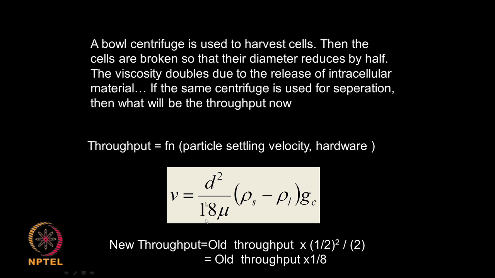So, new throughput will be old throughput multiplied by 1 by 8, because your velocity has come down by 1 by 8. So, it is very useful. If I am using the same centrifuge for larger particles and then for smaller particles, I need to realize that because particle size has come down, the terminal settling velocity will come down, so throughput also will come down. If the viscosity changes, particle settling velocity will change, so throughput will come down. So, I cannot use the same centrifuge to do both jobs, larger particle and smaller particle, because the throughput will come down quite a lot. So, you can see just a simple equation, we get a lot of information out of it.